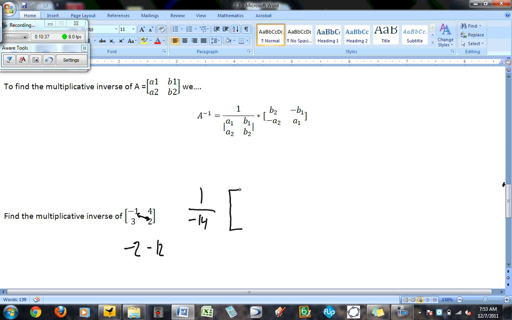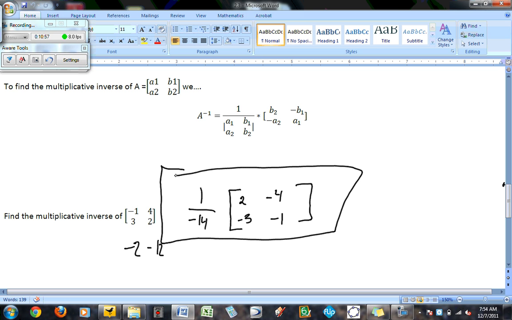Times, and the rest is very simple. We just switch these two, -1 and 2. So on the top, I'm going to write 2, on the bottom, I'm going to write -1. And we change the signs of these, so it's going to be -4, -3. And that's it. That's all finding the inverse is, 1 over the determinant, and then times our new matrix. So what we could do is multiply this 1 over -14 through all of this, and then we'd have just a matrix left over, and that's all we have to do.